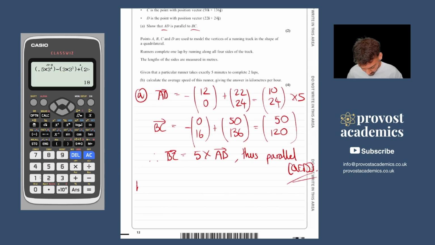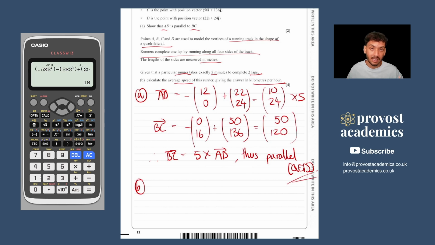Cool. Next question. So, okay, ABCD forms a quadrilateral. A runner runs along it, with the lengths in meters. The runner takes 5 minutes for 2 complete laps. Find the average speed in kilometers per hour. Okay, interesting. So in this case, what they're really asking is, can you find the lengths of all of the vectors? We add them up, and that will be our total distance for 1 lap. The runner does 2 laps, so we times that by 2, and we'll have the entire length that the runner runs.